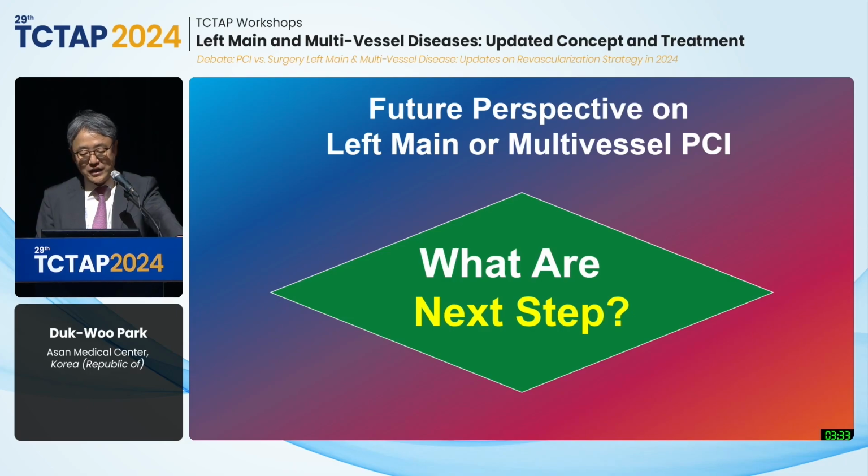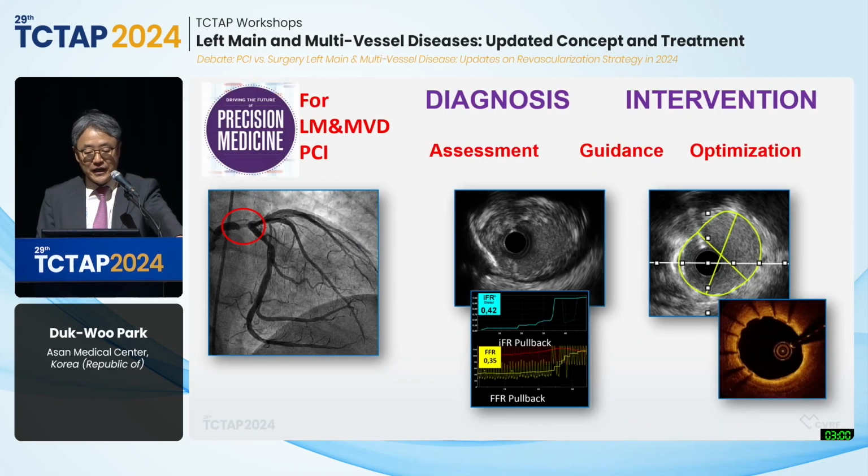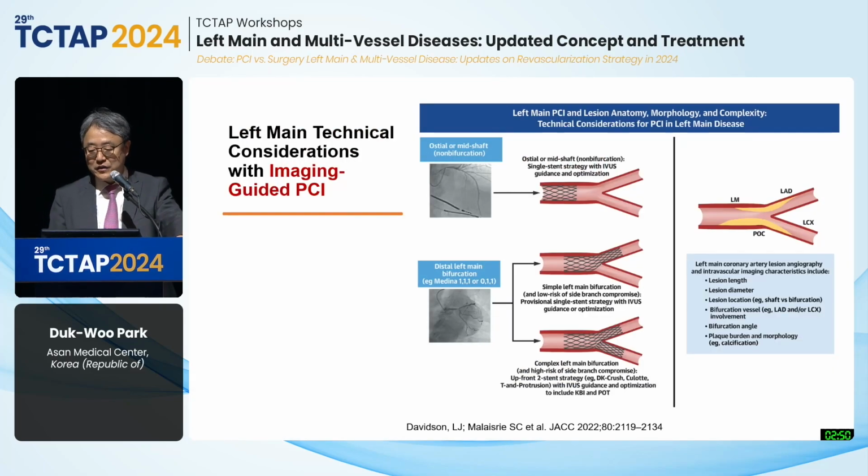So what is next? What should we expect? There are many new concepts of state-of-the-art PCI in contemporary practice: widespread use of imaging and physiology, very good drug-eluting stent technology, combined with TCB and advanced new PCI technology, and evolving OMT. Also, patient-oriented decision-making with evolving algorithms, risk scores, sometimes AI-assisted, and precision medicine for left main PCI and multivessel disease. We can widely use physiology and imaging concepts, and with IVUS imaging, you can decide the treatment strategy.